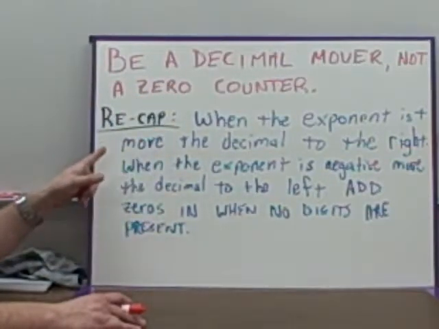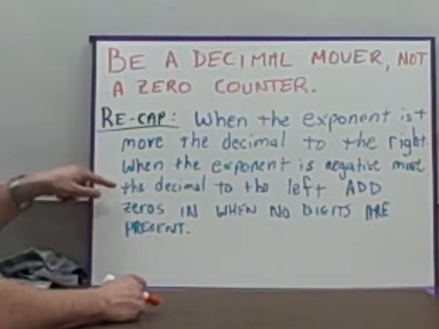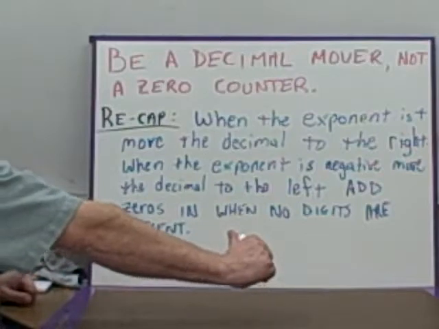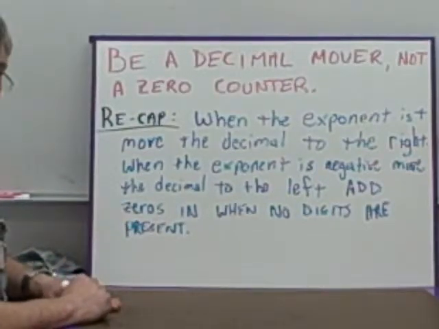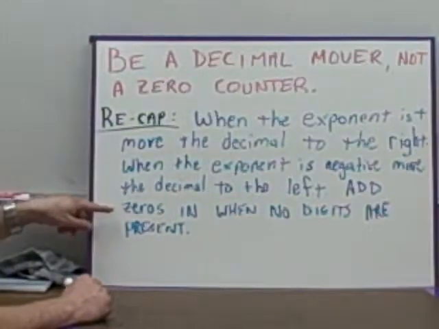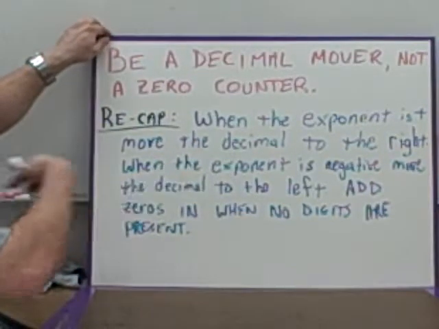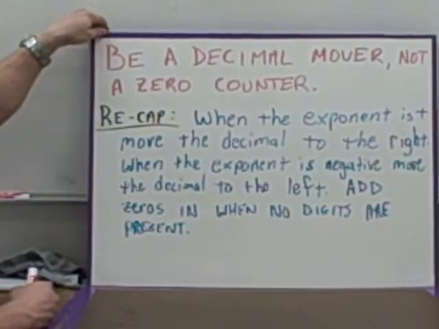When the exponent is positive, you're going to move the decimal to the right, making the number bigger. When the exponent is negative, you're going to move it to the left, making the number smaller. So when there are no digits present, you add in zeros, whether to the left or to the right.